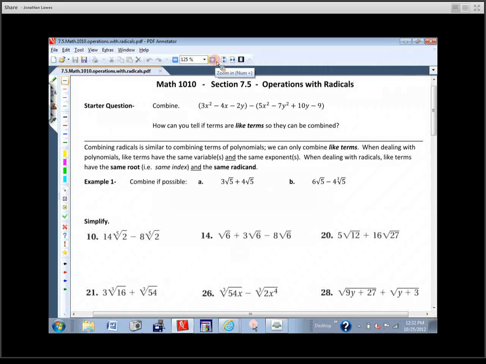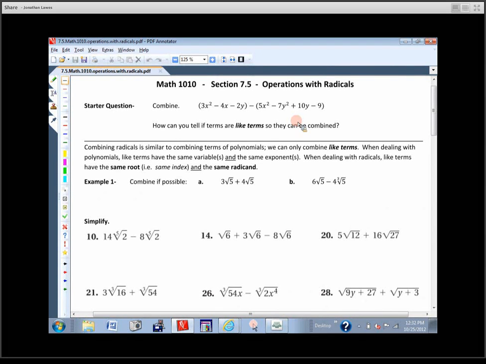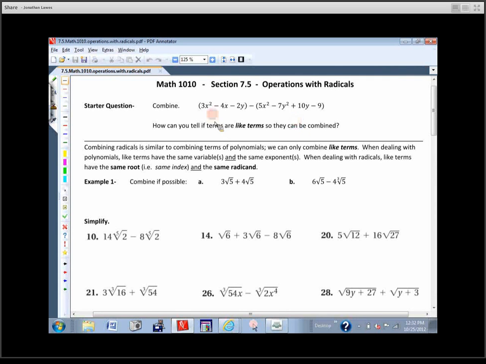Nice. Okay, so this says combine. Couple things that we ought to be aware of. I realize this is probably an easy question, but again, like always, you want to be careful whenever there are a bunch of negatives, especially when you've got subtraction. So if we were to do this problem, we get 3x squared minus 4x minus 2y, and then minus 5x squared, plus 7y squared minus 10y, and then plus 9. Please make sure I did all that right.